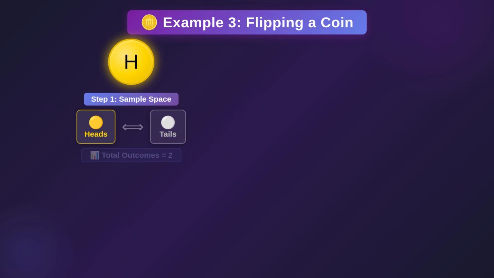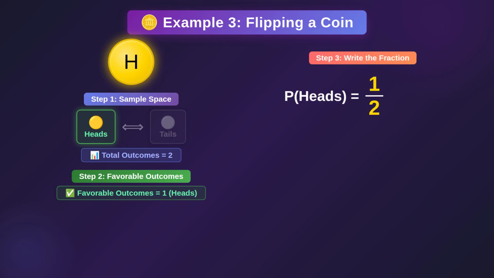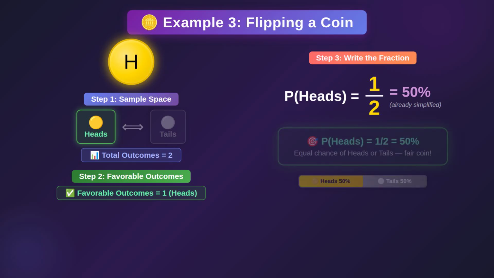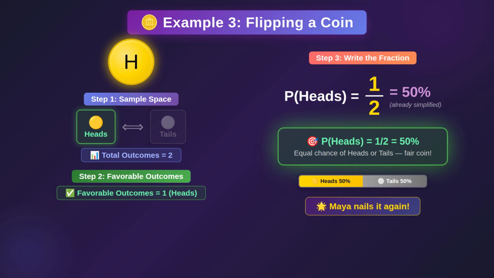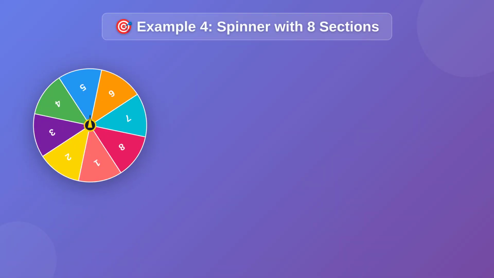Let's try a coin flip. Maya flips a fair coin. What is the probability of getting heads? Step 1. List the sample space. A coin has 2 sides, heads and tails. Total outcomes equals 2. Step 2. How many favorable outcomes? We want heads, and there's exactly 1 heads on a coin. Favorable outcomes equals 1. Step 3. Write the fraction, 1/2. That's already fully simplified. So the probability of flipping heads is 1/2, which is also 50%. There's an equal chance of heads or tails. Makes perfect sense for a fair coin. Maya nails it again.